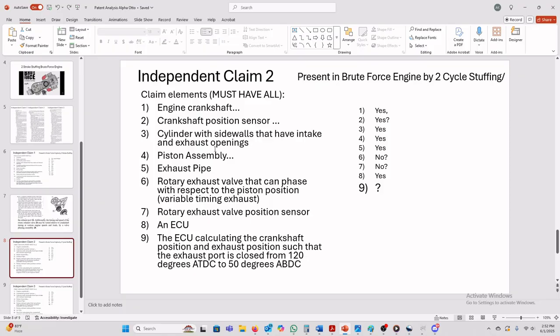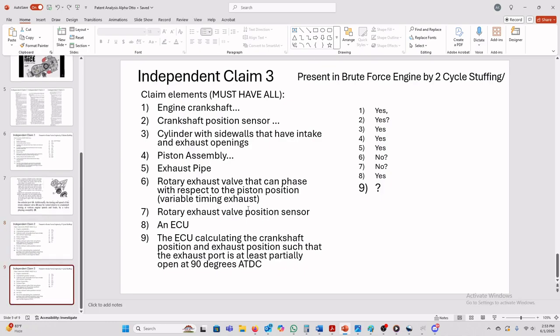Just my conjecture. So, moving into independent claim 2, it needs to have an engine crankshaft, crankshaft position sensor, cylinder with sidewalls, piston assembly, exhaust pipe, rotary exhaust valve that can phase, okay, variable timing, rotary exhaust valve position sensor, ECU. And the last one, an ECU calculating the crankshaft position and exhaust position such that the exhaust port is closed from 120 degrees after top dead center to 50 degrees after bottom dead center. All of that could have been done with a belt, except for perhaps the variable timing exhaust. But even that, you could have a little mechanism that just changes it up or down based off of something else tied to RPM. You don't need to go through the ECU to do that. It could potentially be easier, but it is not necessary.